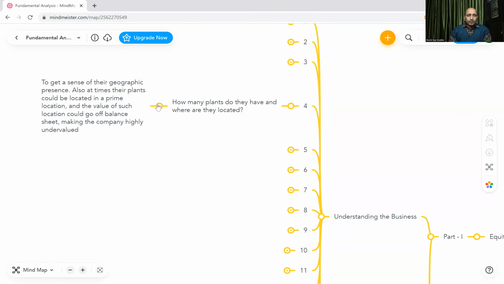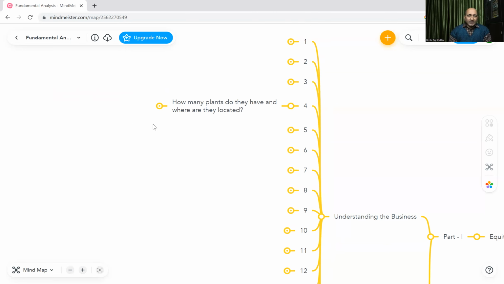Fourth is, how many plants do they have and where are they located. This will give us wonderful insight, whether they are concentrated in one city or different cities. Whether the location of the factory or plants is at prime locations or outside in the outskirts. So this will give you wonderful valuations.